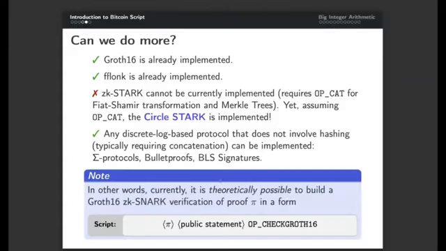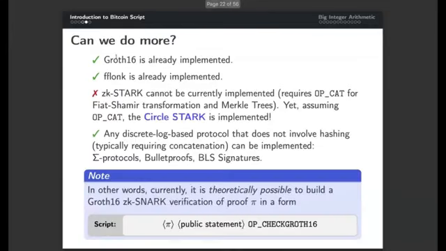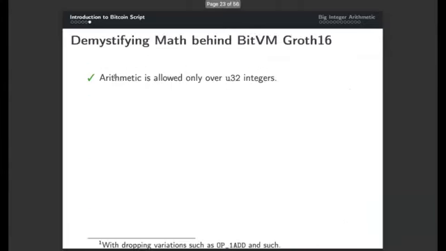So in other words, currently it is theoretically possible to beat Groth16 ZK snark verification in the following form, where you can, in the script, publish the proof, the public statement which corresponds to the proof, and then do this OP_CHECK_GROTH16 kind of opcode. But here, what we mean is the implementation of these protocols. And so, yeah, the core problem currently is to make this implementation optimal. And one of our goals of our research is to actually make it optimal.